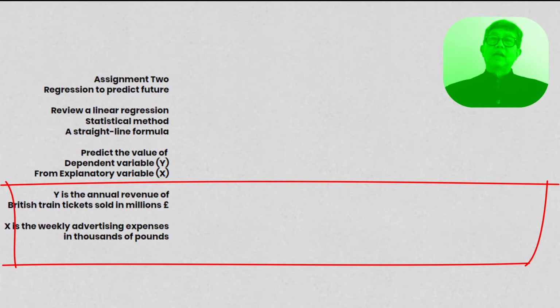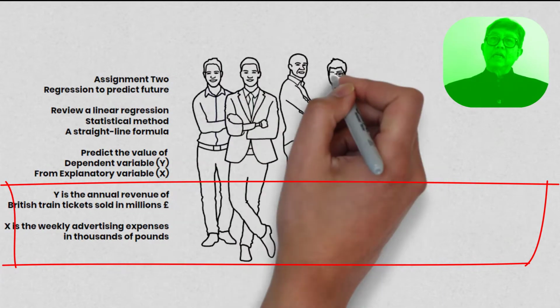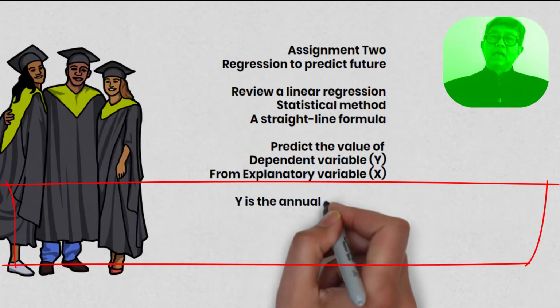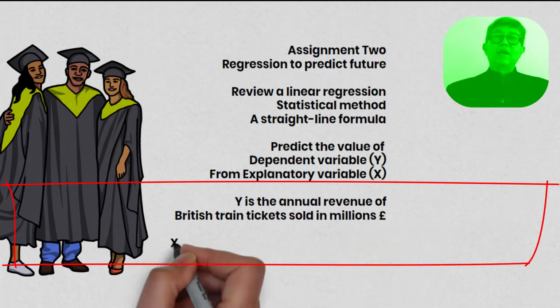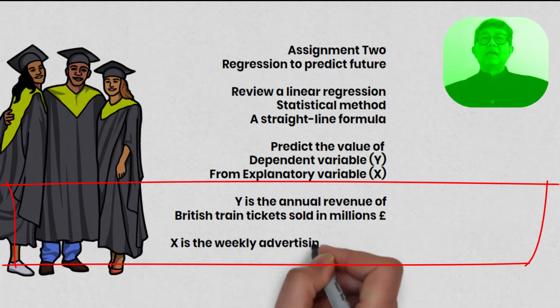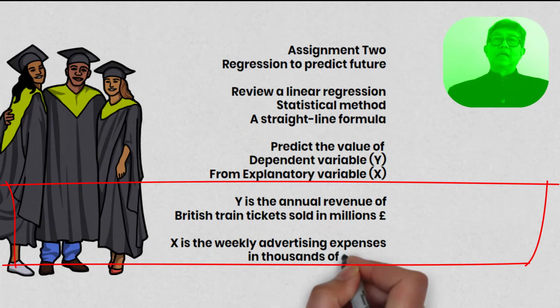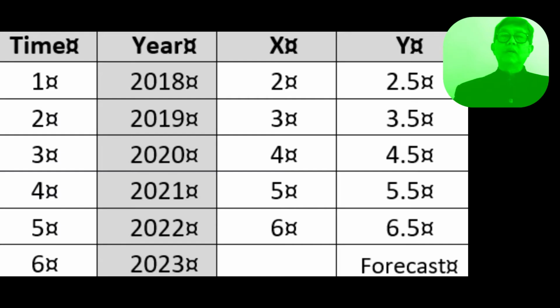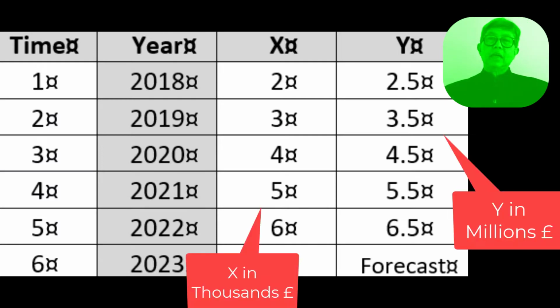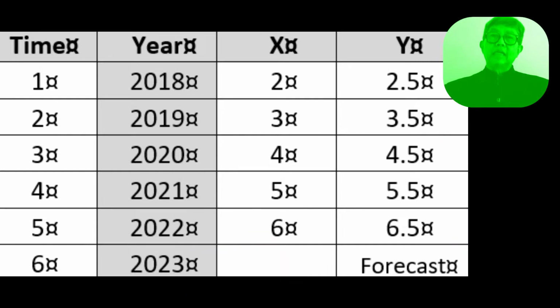So for example, in this lecture, the dependent variable is revenue from tickets, while the independent variable x is weekly advertising expenses, represented in thousands of pounds. If you look at table 1, there is data on the advertising expenses x and the sales revenue y of British train tickets.